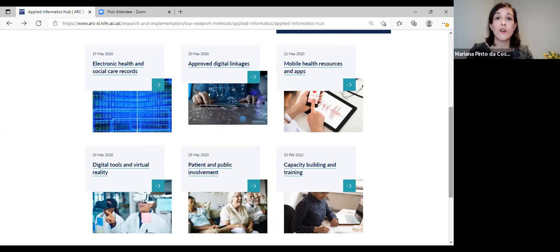Quite importantly, we have multiple opportunities for patient and public involvement, with whom we collaborate very closely, and we also provide several opportunities of capacity building and training for health and social care professionals who want to improve their skills and knowledge in digital health. So that's an initial glimpse of what we do in applied informatics. I will pass on to Bartek, who will be providing you more information about some of these initiatives. Thank you so much for your attention.